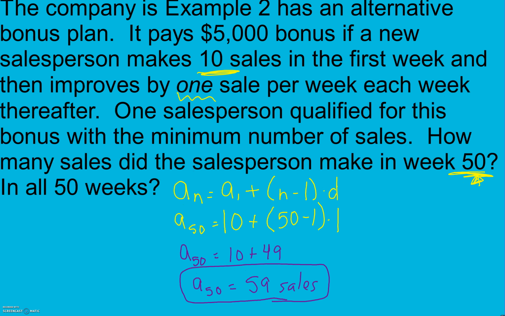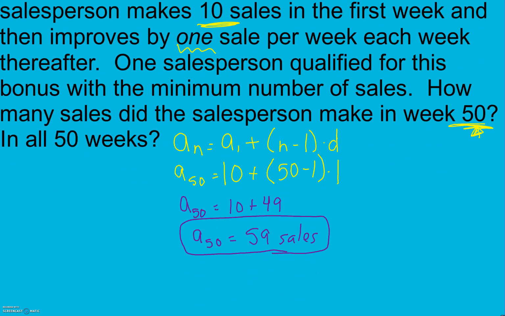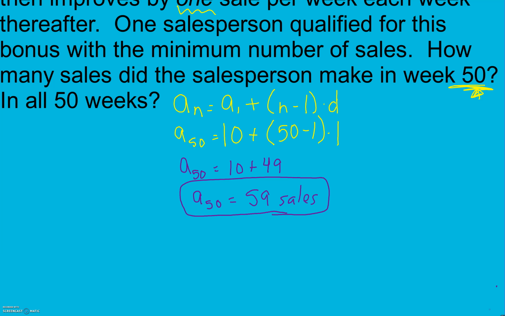Now, we need to find how about in all 50 weeks. So we're going to try and find the sum here. We want to know in all 50 weeks combined. So our sum of a set of numbers is n divided by 2 times our first amount plus our last amount. Here, the amount of terms we're adding is 50. We're adding every week. So n is going to be 50.